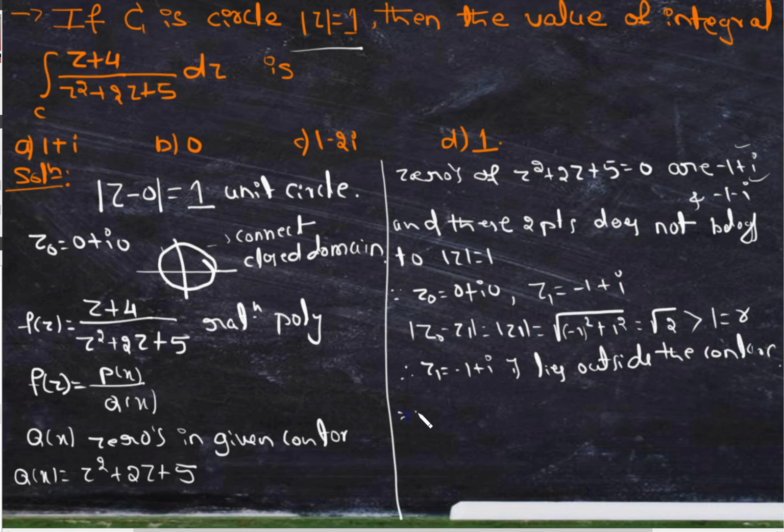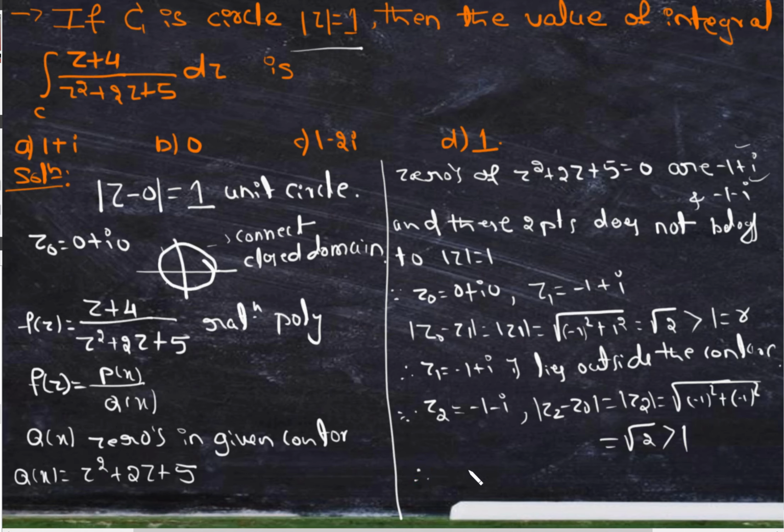Similarly we check the other point. I will call this z2, minus 1 minus i, and I will calculate the distance between z0 and z2, which is simply mod of z2. This is the square root of (minus 1) square plus (minus 1) square. Once again this is root 2, greater than 1. Therefore this point also lies outside. So q(x) has two zeros, meaning the given function has two singular points, and all those singular points lie outside the contour.